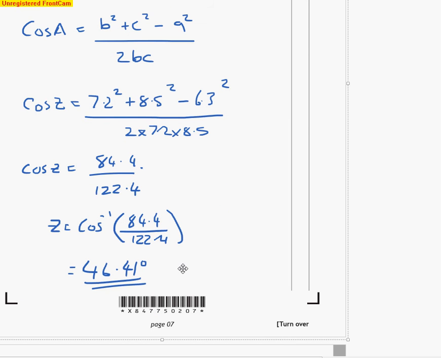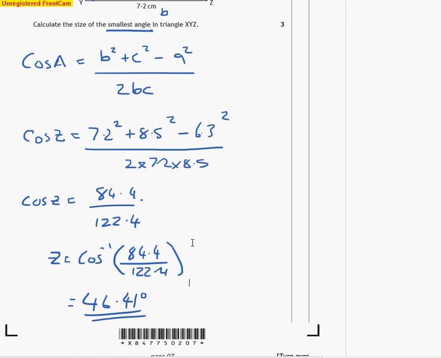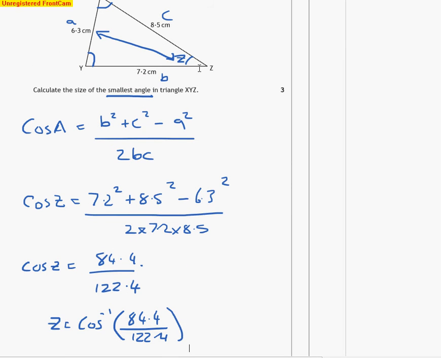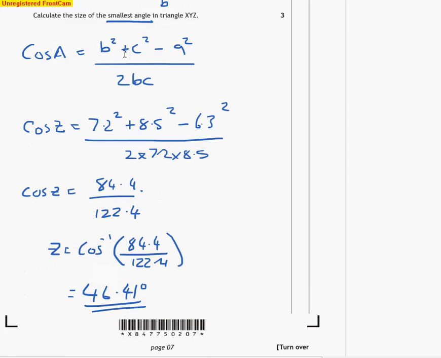And again, common sense check. Does the number look sensible? I'd suggest it does. 46 there looks quite good. If we were getting something beyond 45, like really big, if we're getting 70 degrees, 100 degrees, I think we made a mistake somewhere. But that does look like 45 degrees. So good stuff on that one.